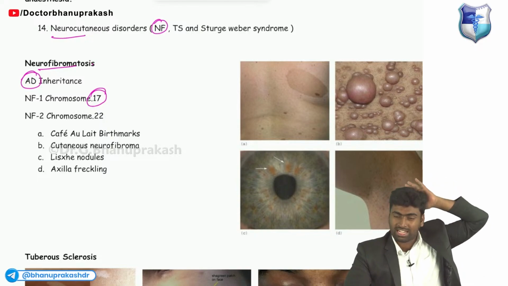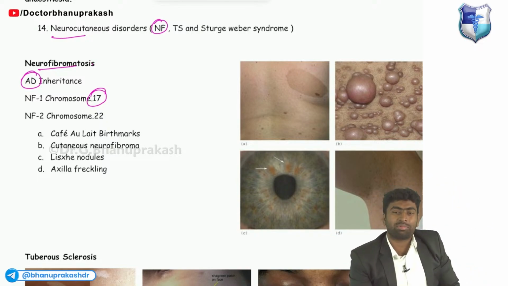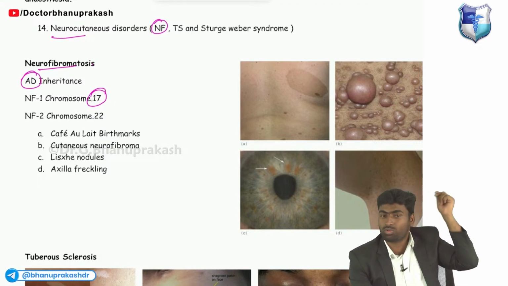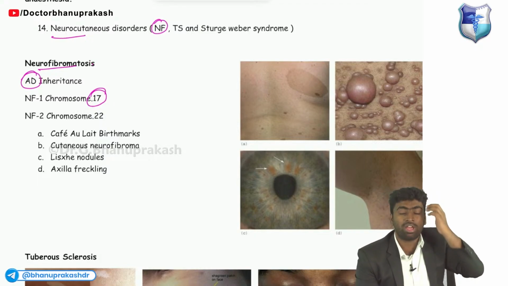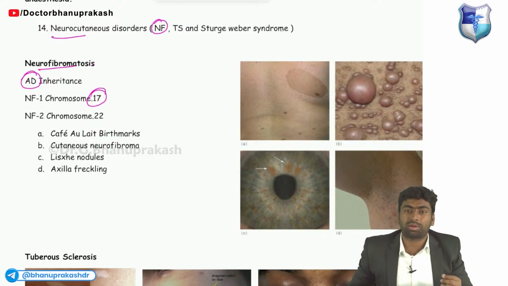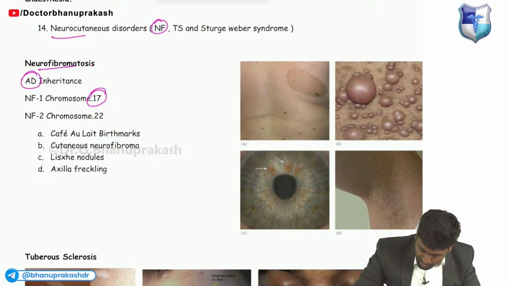So see, in the skull what do you see? You will see bilateral ice cream cone shaped acoustic schwannoma. It is 2 ice creams, right? It is not 1 ice cream, it is 2 ice creams. So it is 2-1 and it is NF2, and it is the chromosome number 22. इतना आपको याद रखना है. It is the chromosome number 22.